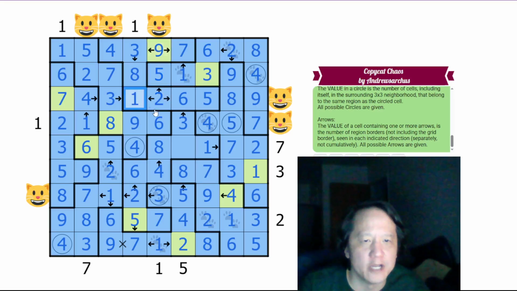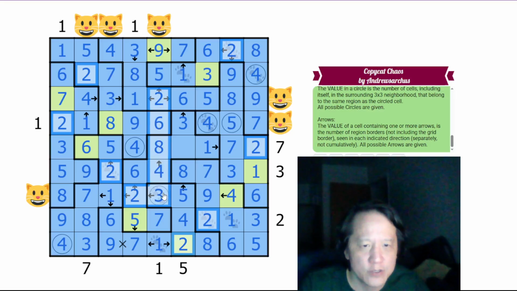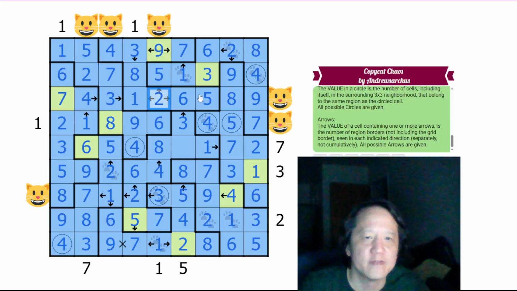or 1, I should say 0. This is 2 that way. This is 2 that way and 2 that way. 2 sees 2 that way, it has an arrow. 2 that way has an arrow. And 1, 2, 3, 4, 5 that way.